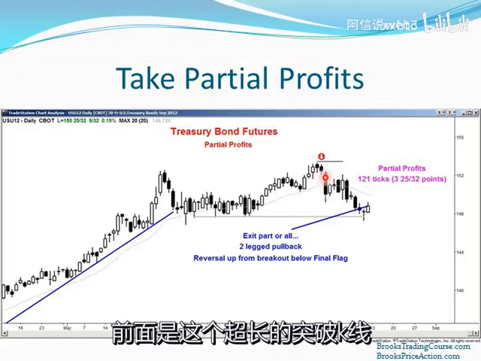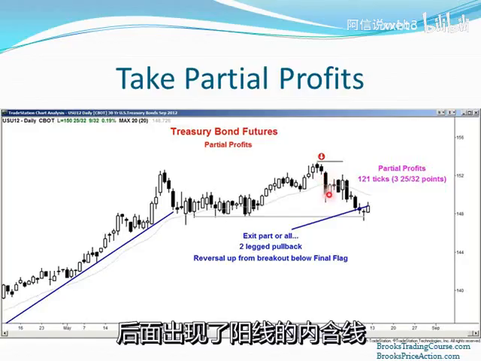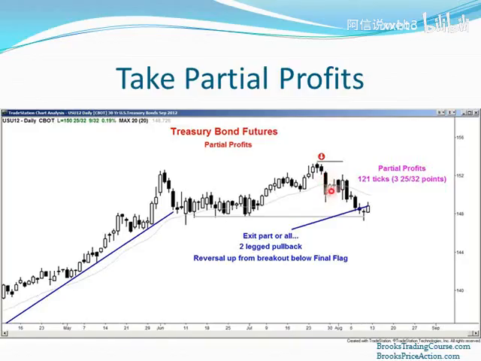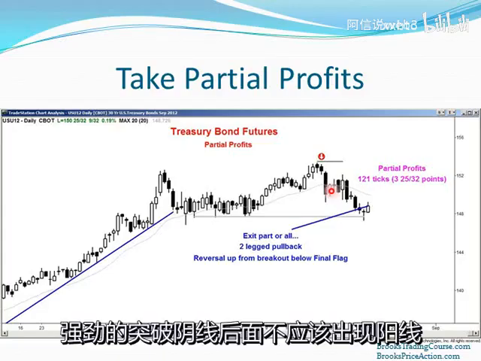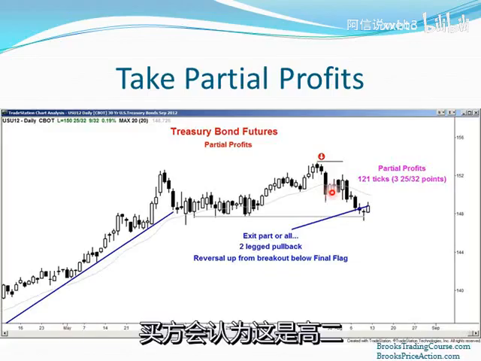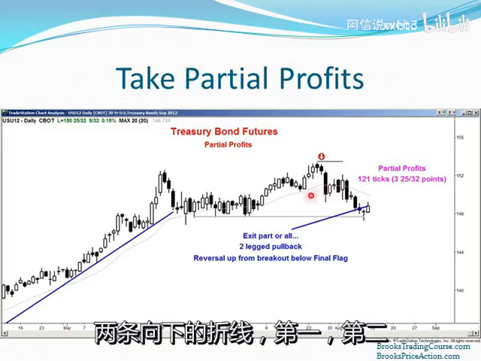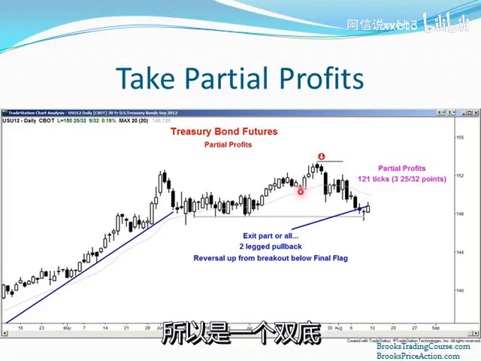And this is what happened. We had the big bear breakout bar, but followed by a bull inside bar. Not good for the bears. You always prefer a series of strong bear bars. You don't want a strong bear breakout bar followed by a bull bar. The bulls will argue that this is just a high 2, legs down, 1, 2. So a double bottom, 1, 2, and a buy signal.